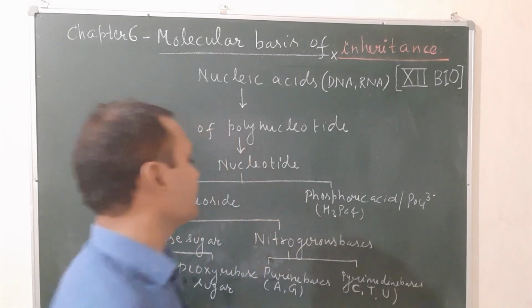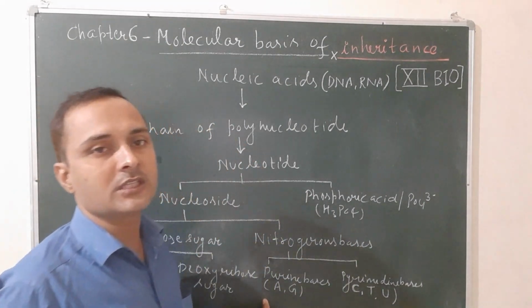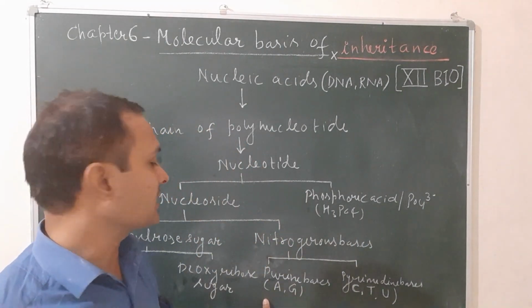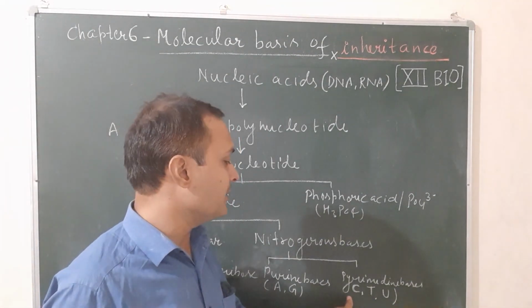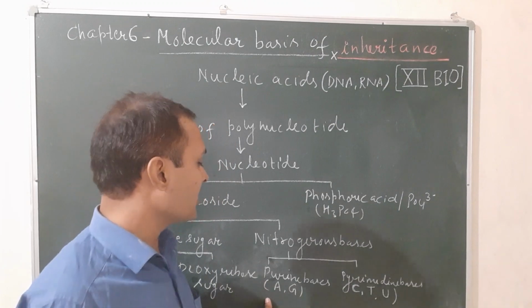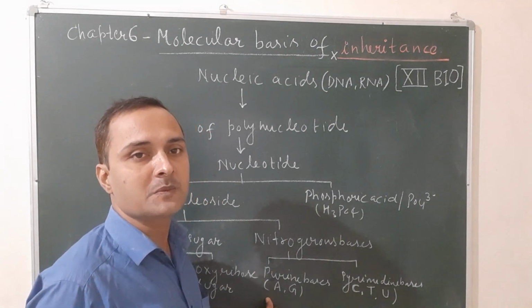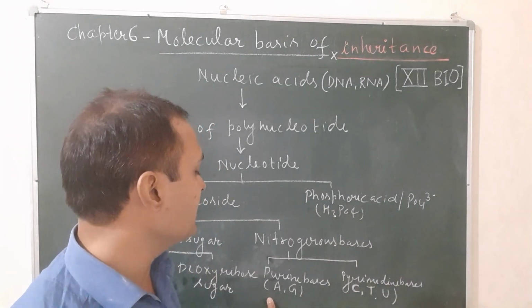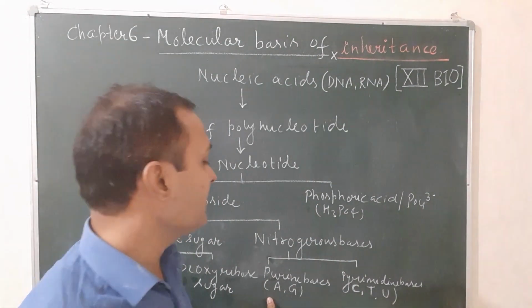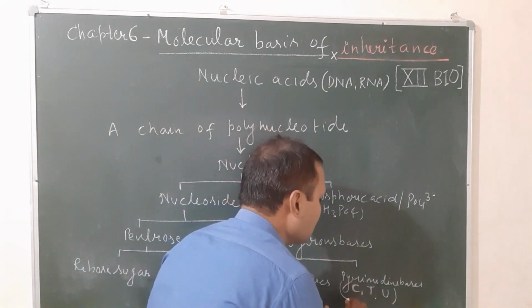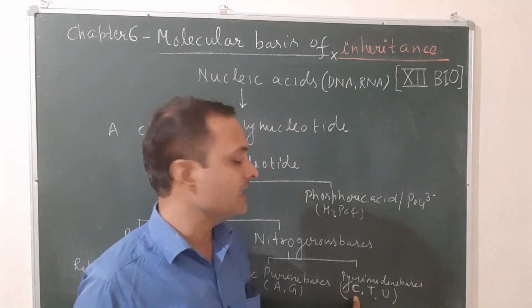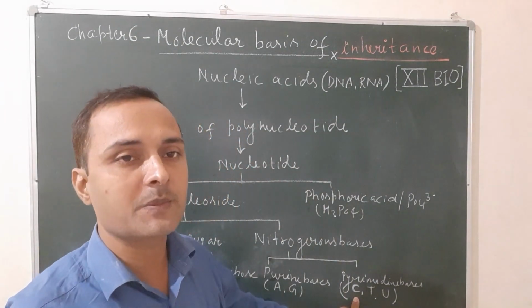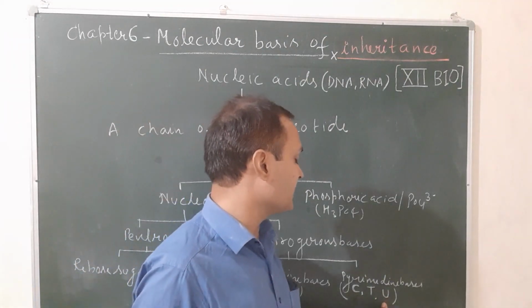So how many types of nitrogenous bases? Nitrogenous bases are classified into two types. The first one is known as the purine base and the second one is known as the pyrimidine base. Purine bases are of two types, adenine represented by capital A and guanine represented by capital G. And pyrimidines are of three types: cytosine represented by capital C, thymine represented by capital T, and uracil represented by capital U.